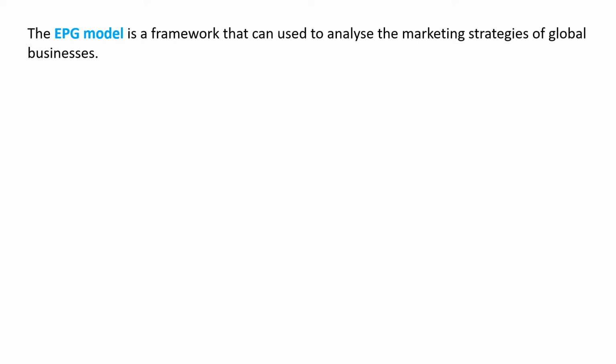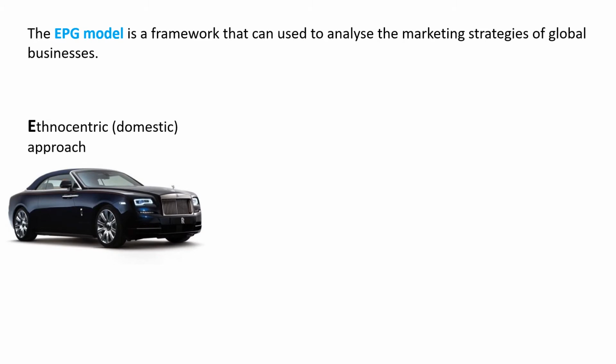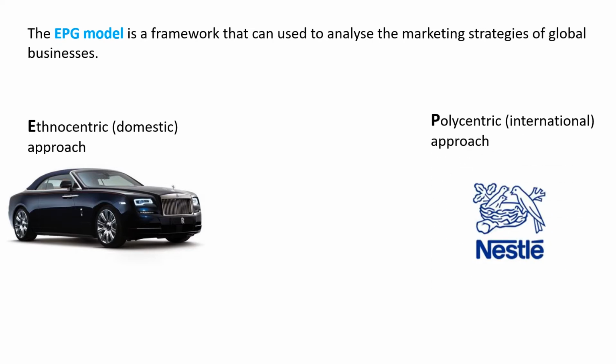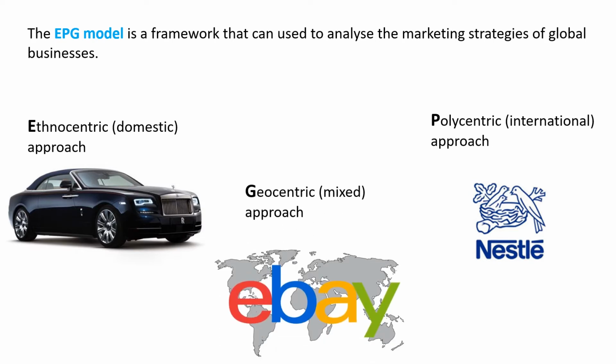Another way of thinking of this is through the EPG model. Now, the E here stands for ethnocentric, and this is where we have an approach to international markets the same as our domestic approach. At the other end of the scale, we have what is known as a polycentric approach. Poly meaning many. We have a very international approach, and we have different names even, or different types of products in each particular market. Or we have something a little bit in between, which we call a geocentric or mixed approach. We still try and maintain our global brand, but we tailor the products slightly for the market that we're operating in. So let's go through these in turn.